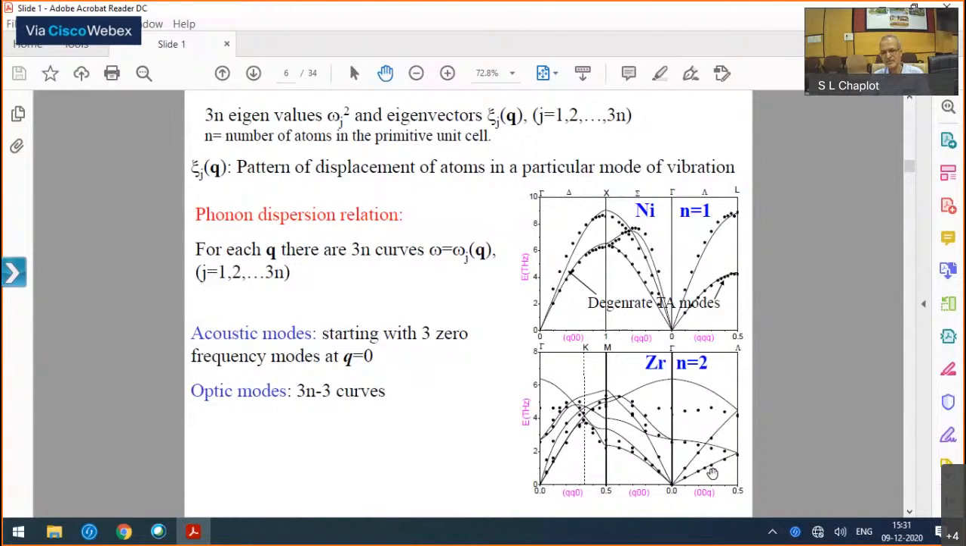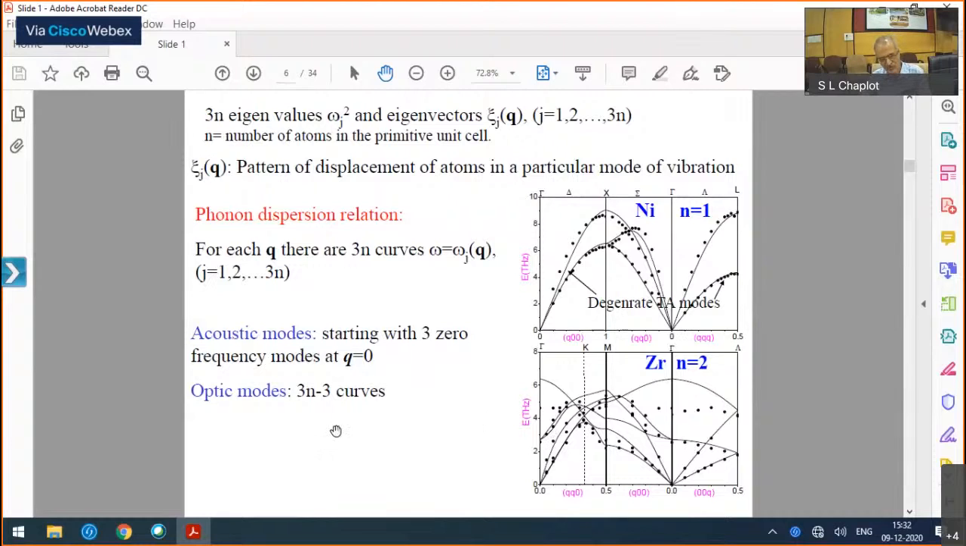And again, the symmetries are different. So here we have degenerate modes for the transverse modes, and a non-degenerate longitudinal mode. In fact, here this is a transverse acoustic mode, that's a longitudinal acoustic mode, and these two modes turn out to be the longitudinal optic and transverse optic modes.